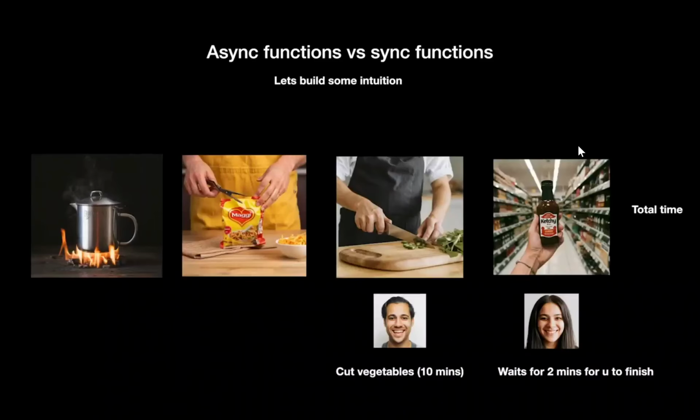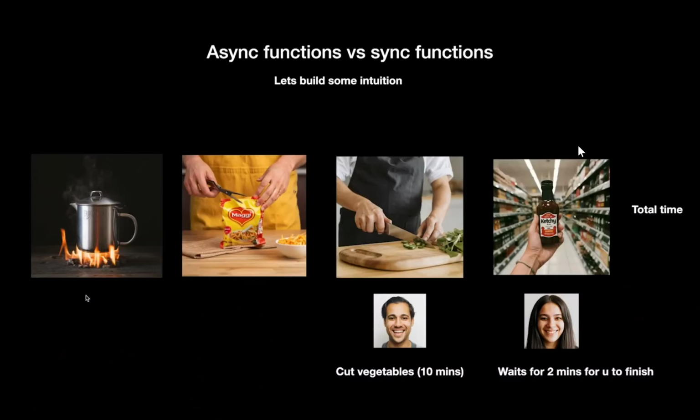If you are context switching between cutting Maggie and cutting vegetables, you spend 1 minute here, 1 minute here, 30 seconds here, 1 minute here, 30 seconds here, 1 minute here. Still the total time remains the same. But if you notice the boiling water problem, you can just turn it on and move on to the other things. You don't have to stare at it until it reaches 100 degrees Celsius, right? So you can decrease the total time by context switching between tasks.